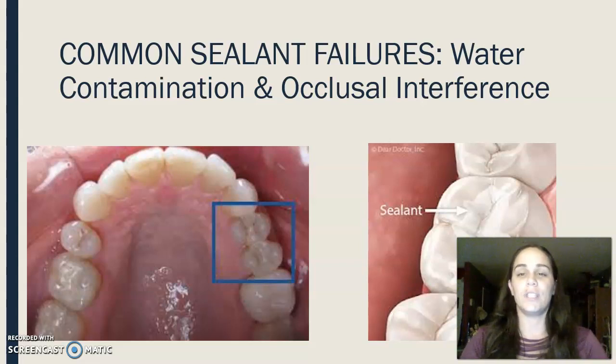On the right here, you'll see the occlusal interference, which can be prevented by using a minimal but adequate amount of sealant and adjusting it with the articulation paper at the time the procedure is done.